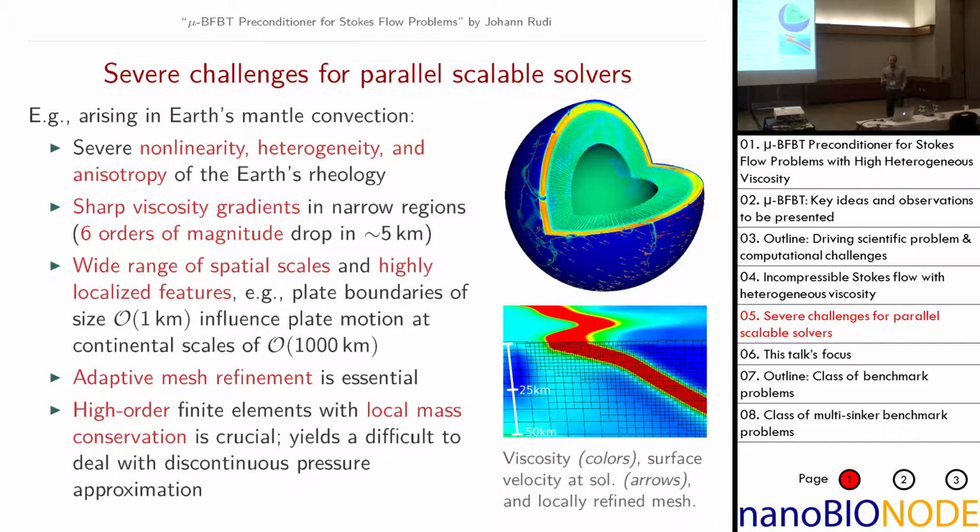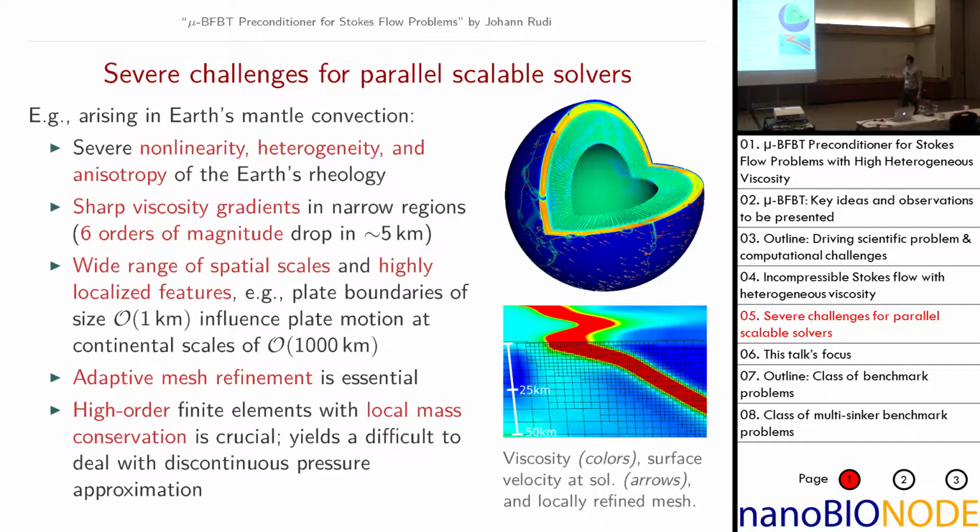Now, the problem I'm mainly working on and I'm mainly interested in is mantle convection, and it is a pretty complex and challenging problem, and it has to run in parallel. So some of the challenges I want to just briefly tell you, it's the rheology, it's nonlinear, heterogeneous, anisotropic. It has sharp gradients in the viscosity. Look at this picture, for example. From the blue to the red, this is a drop of 6 orders of magnitude, and that's only within just a couple of kilometers. You have highly localized features and a wide range of spatial scales.